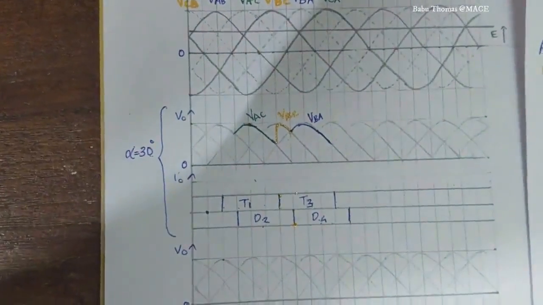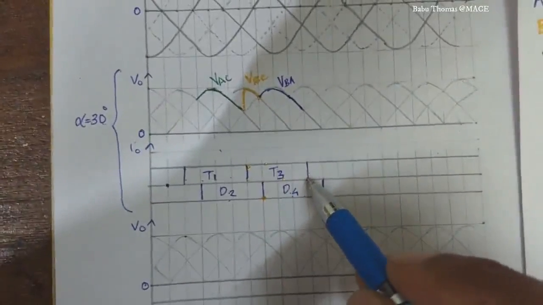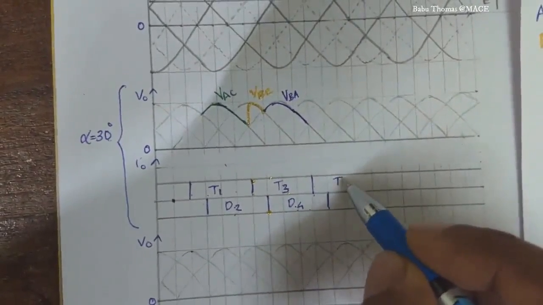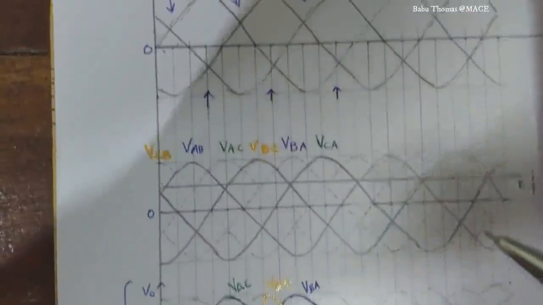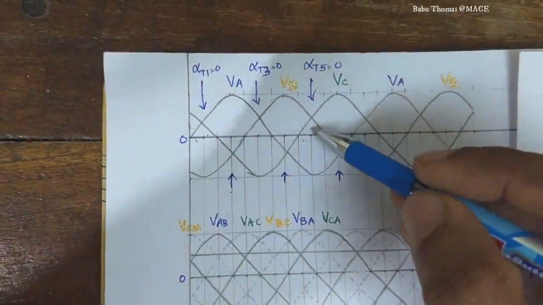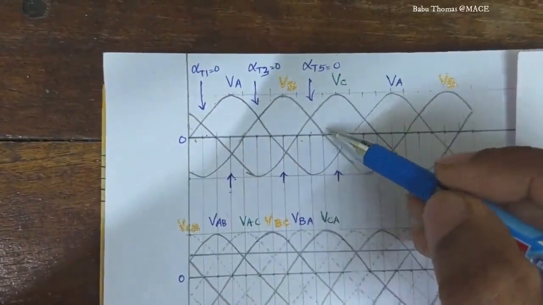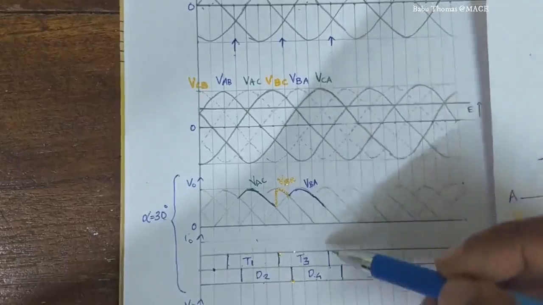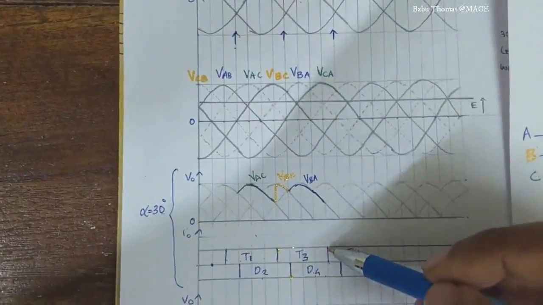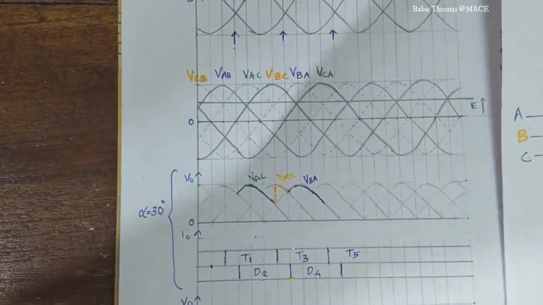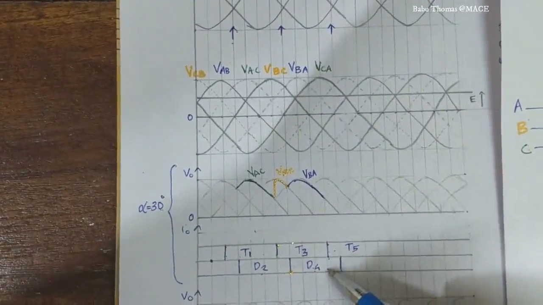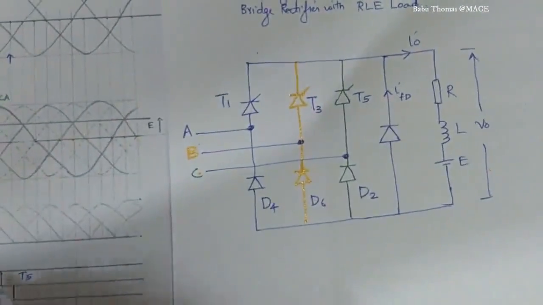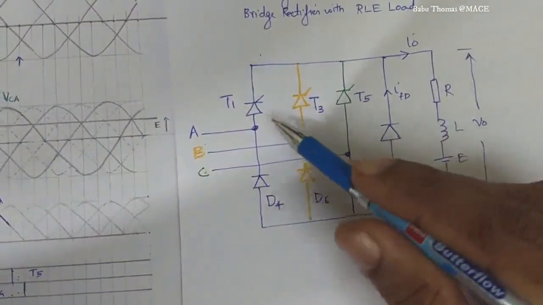Now again after T3, the device which comes into operation is T5. You can see it from here. This is the point for alpha equal to 0 for thyristor 5, and this is for alpha equal to 30 degrees. So correspondingly, this is the point at which I am triggering the thyristor T5. Now there are two devices conducting, that is T5 and D4.